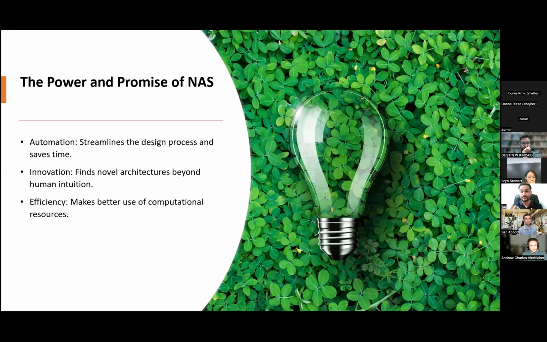Think of it as an explorer finding a hidden treasure in the world of network architecture. Finally, NAS is efficient, directing computational resources towards promising models instead of wasting them. So simply put, NAS is a game changer, offering automation, innovation, and efficiency to neural network design.